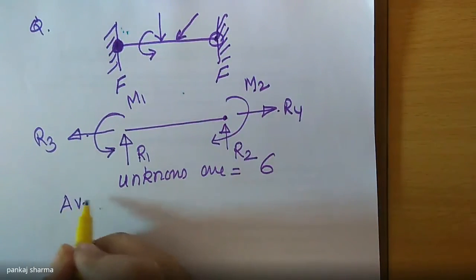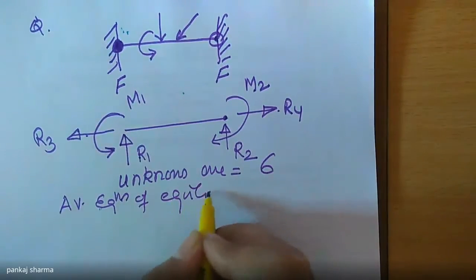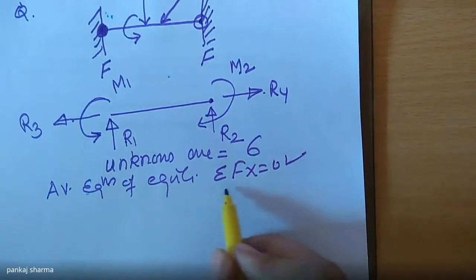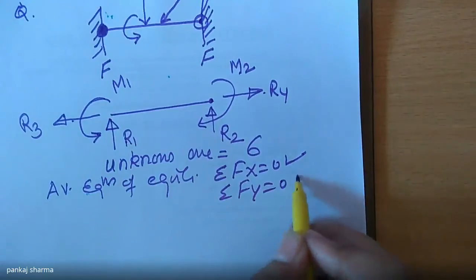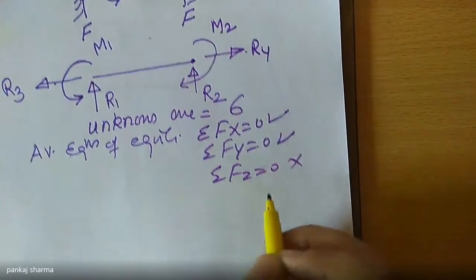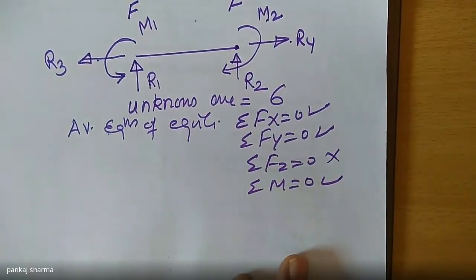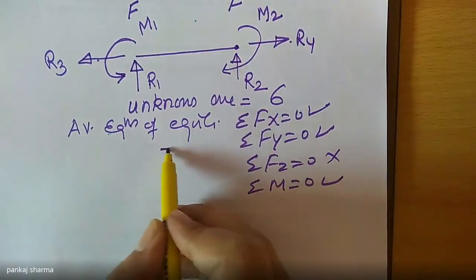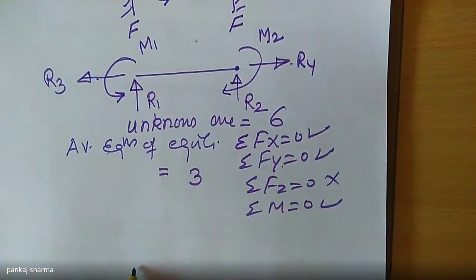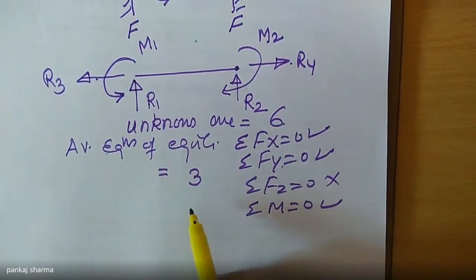Available equations of equilibrium which are useful in this problem: Fx equals 0, yes, it is useful. Fy equals 0, yes, it is also useful. Fz equals 0 is not applicable. Net moment equals 0, yes, it is applicable. Now the available equations are only 3. So we cannot solve 6 unknowns with the 3 equations we have.